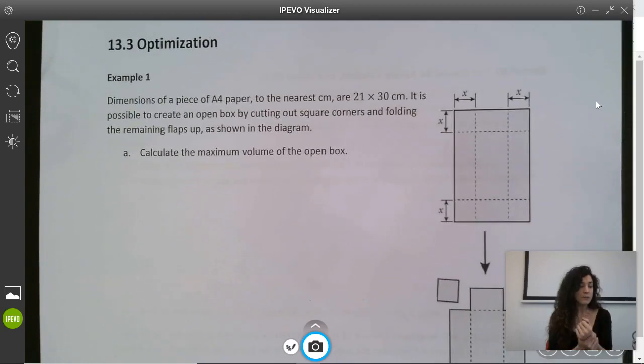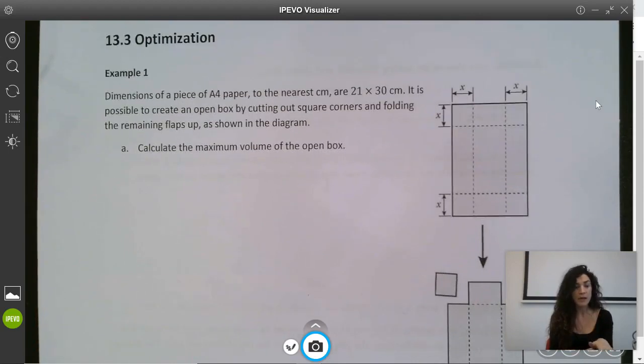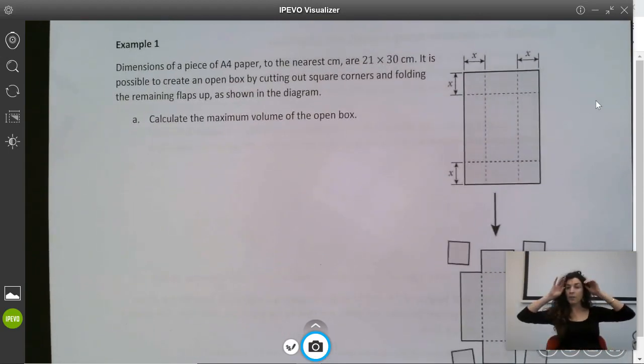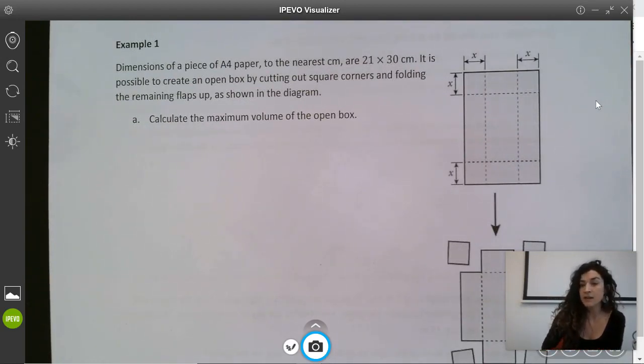It says dimensions of a piece of A4 paper to the nearest centimeter are 21 by 30 centimeters. It is possible to create an open box by cutting out square corners and folding the remaining flaps up as shown in the diagram. This is something that we saw last year quite a bit. We saw it a few times. It was even on our test about this idea of creating a model that represents the volume from this situation. If you don't remember, that's totally fine. If you were not here with me last year, that's totally fine. We're going to re-explain it again.